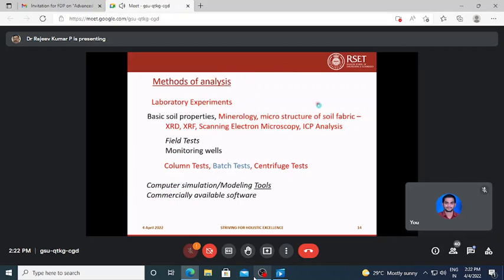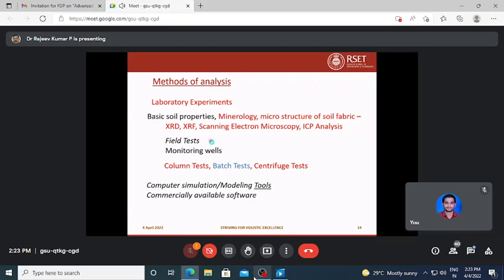So there are different methods of analysis one can perform in the laboratory, in the field, and for computer simulation also. In the laboratory experiments, general experiments like all the characterization techniques one should follow before going into a detailed analysis. Okay, basic soil properties you can find out in the conventional way. At the same time, you can go with sophisticated techniques like XRD, XRF, scanning electron micrograph, and inductively coupled plasma analysis. All those things will give the microstructure of the soil which you are dealing with.